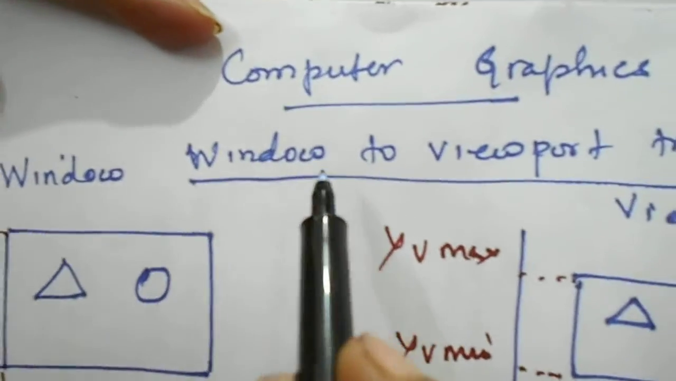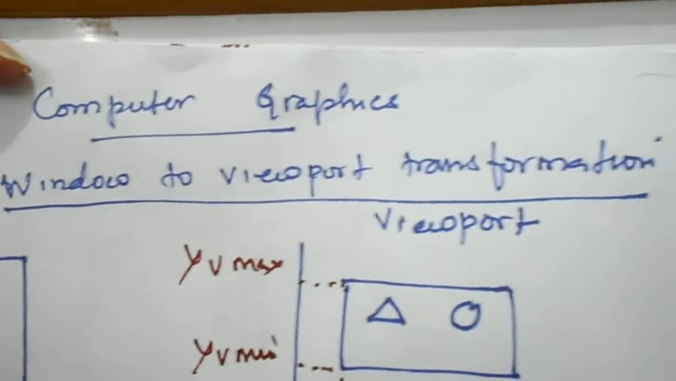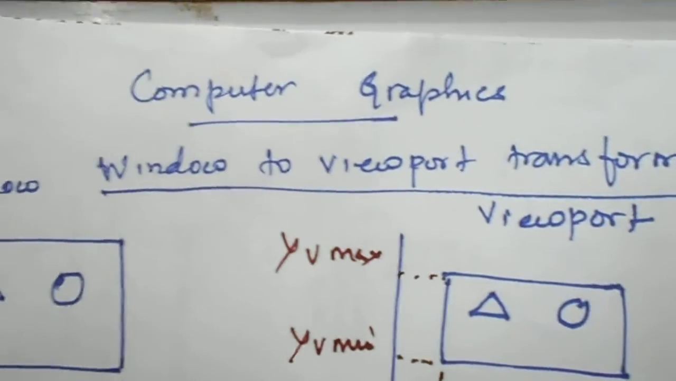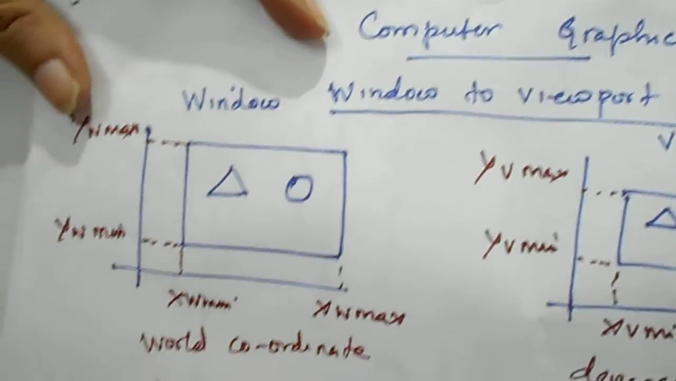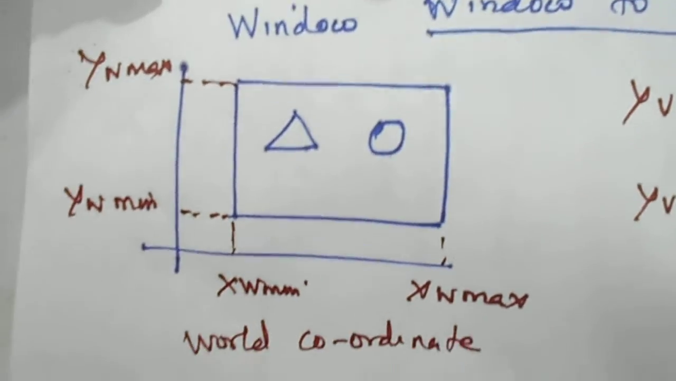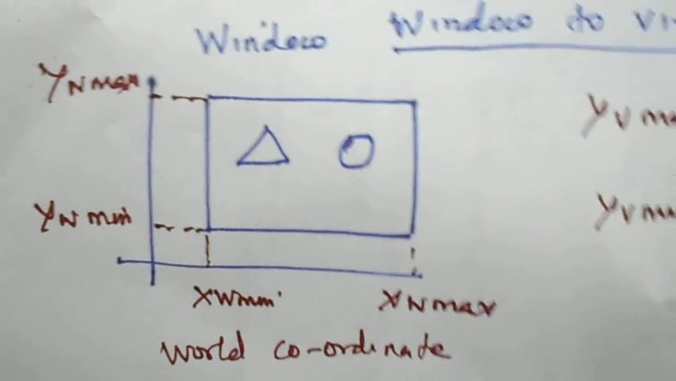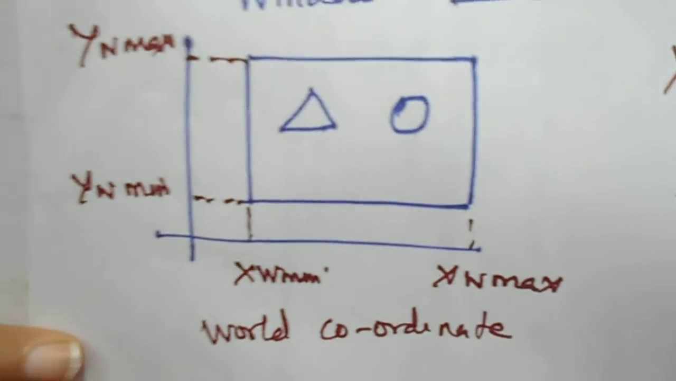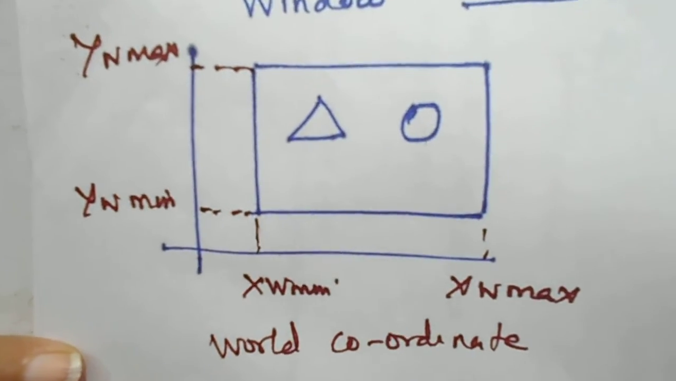Let's see the topic window to viewport transformation. So this is our window. The window contains two objects: one is a triangle, another one is a circle.